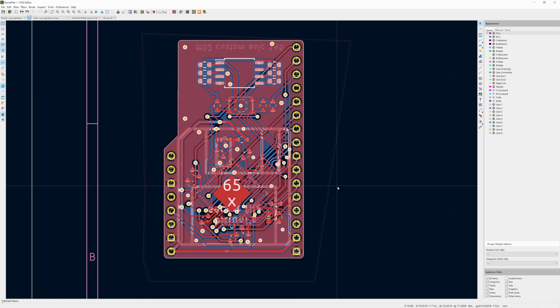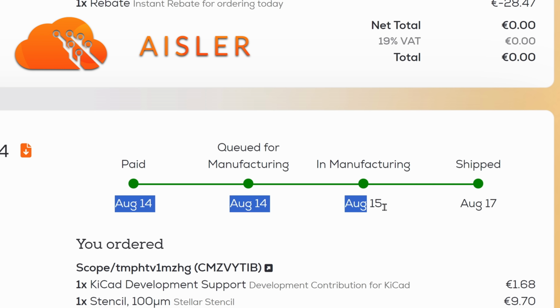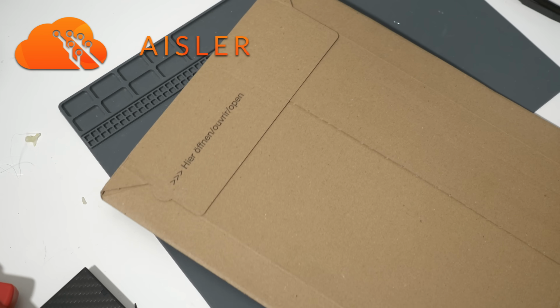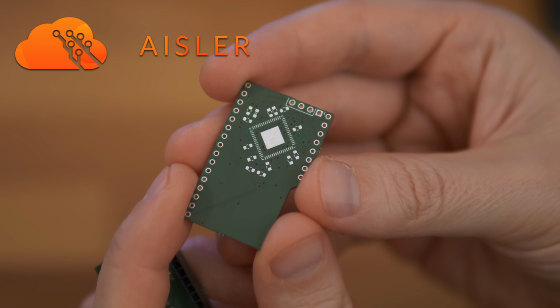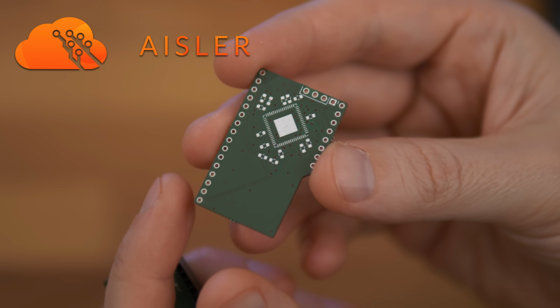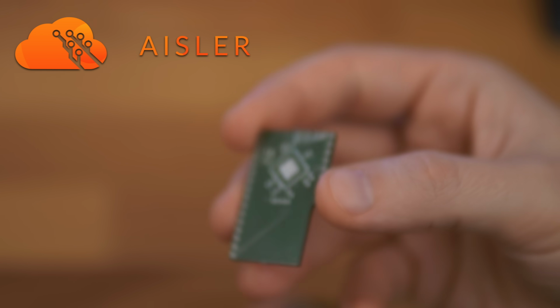I changed the design and submitted it to Eisler again, which is today's sponsor. Eisler was unfortunately so fast, they already finished making the first version of the board and it was already shipping to me while I submitted the new revision. So I actually never populated the first design and was just waiting a few days to receive the second one.